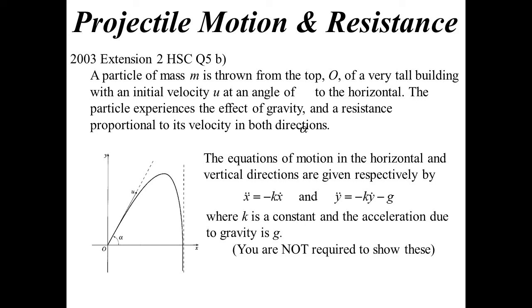They've given us the two equations. So you'll notice no longer is horizontal acceleration 0 because it's now got resistance in the opposite direction. And the vertical one still has gravity, of course, but again now has resistance as well. Derive this result. There's the horizontal velocity.